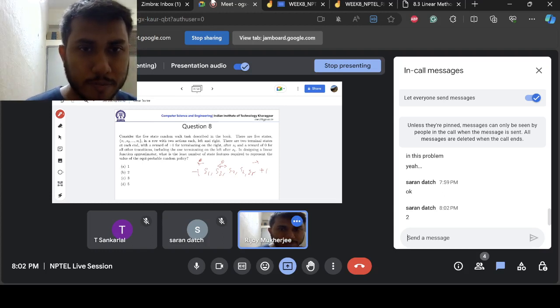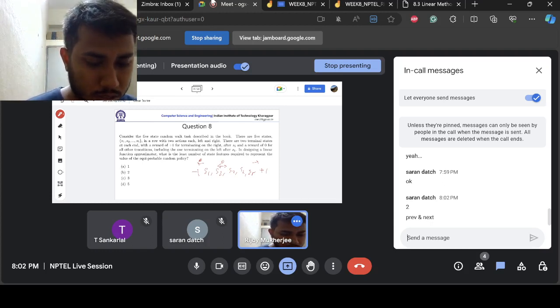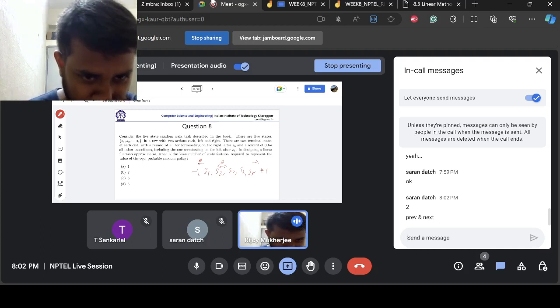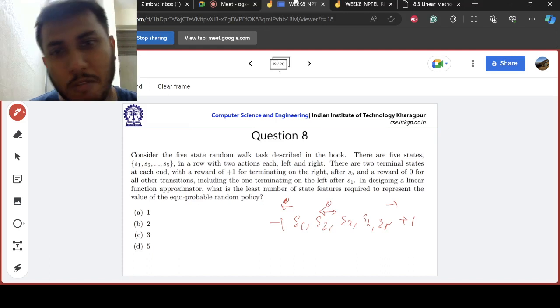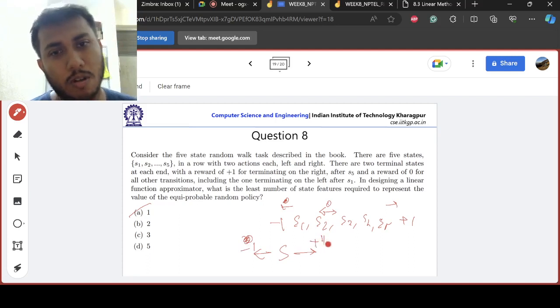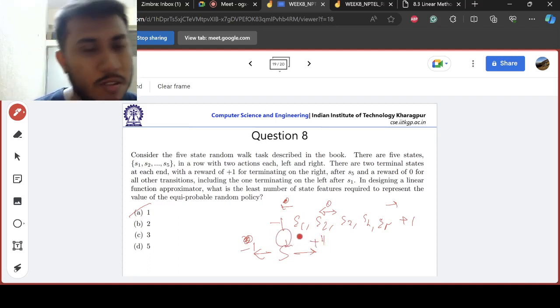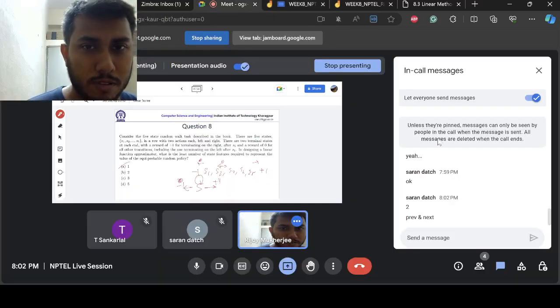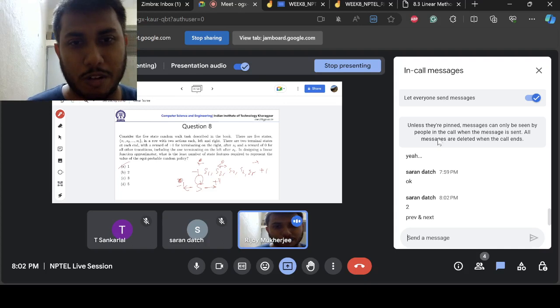Why 2? No, you don't require 2. Left and right are actions, not states. You will require only one state. If you go this side, you will get -1. You go this side, you get +1. Nothing more. For the others, it will just basically loop on this. Only one will be enough, because the movement between the states is 0. So you can just consider all of them to be one state.